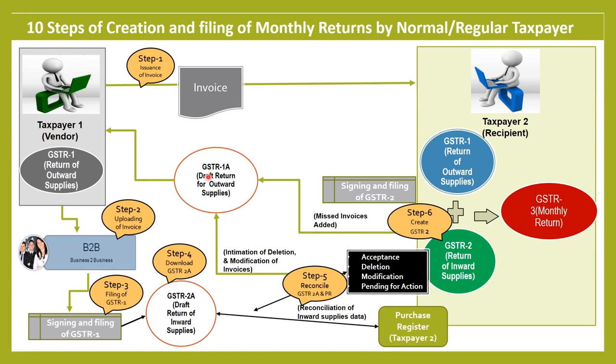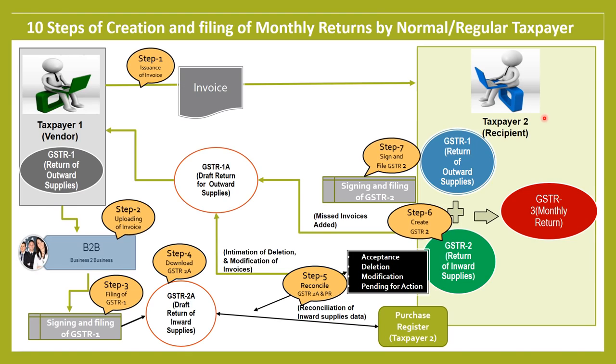GSTR1A, through which the taxpayer 1 or the vendor will come to know which invoices have been missed by him while uploading his GSTR1 details and which incorrect, modified or deleted invoices there are, as per the details reported by the corresponding or counterparty taxpayer 2.